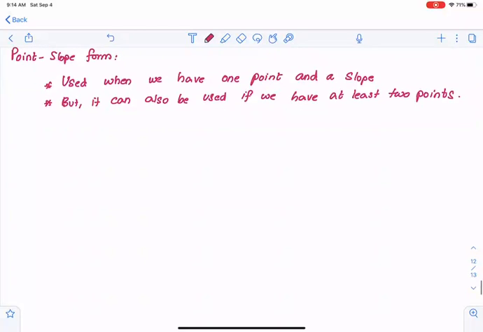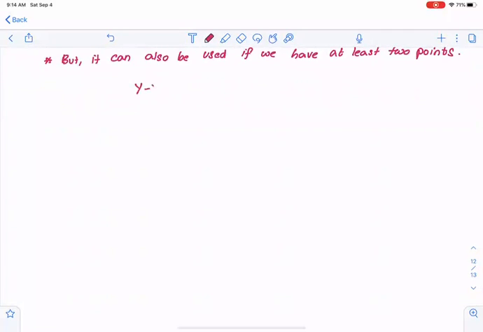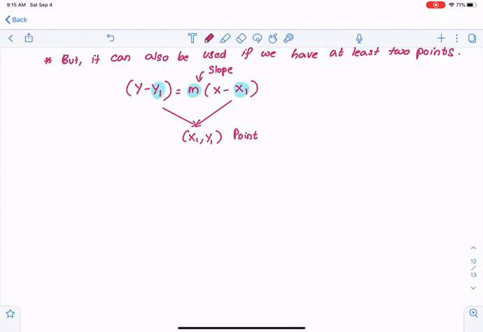But before that, let me write what the point slope form looks like. So y minus y1 is equal to m times x minus x1. That is the point slope form, where m is the slope, and that will be the point. So, which is why we call it the point slope form.